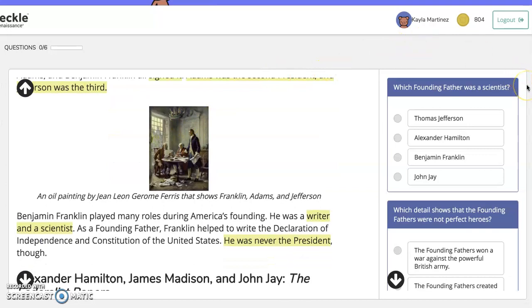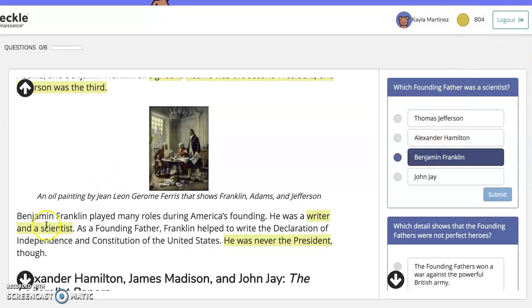Ladies, who is it? It is Benjamin Franklin. It says right here that he was a writer and a scientist.